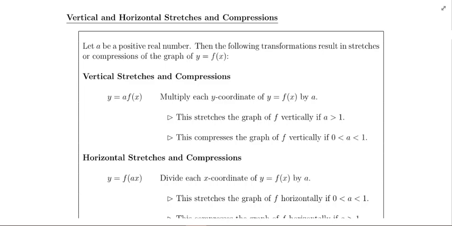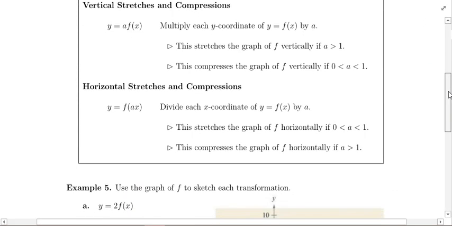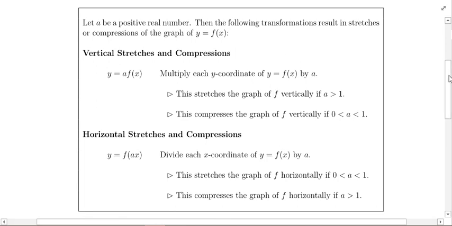There is one more set of transformation rules you're going to learn. Those are on page 8. These are going to entail vertical and horizontal stretches and compressions. So if you look on page 8, there is a box of information that basically describes the transformation rules for these vertical stretches and compressions, and then you see some rules for horizontal stretches and compressions.